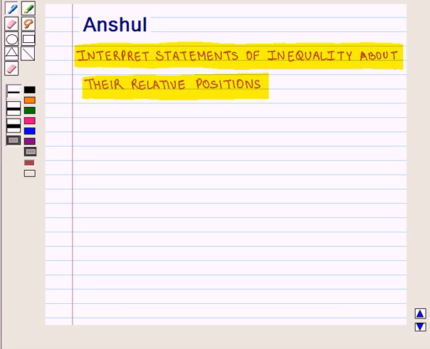Hello and welcome to the session. In this session, we are going to discuss how to interpret statements of inequality as statements about their relative positions.